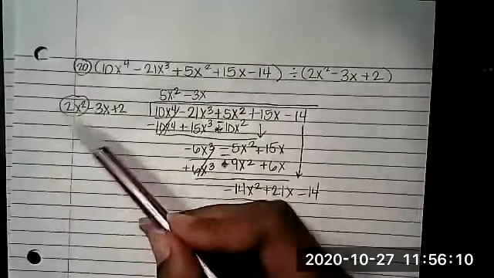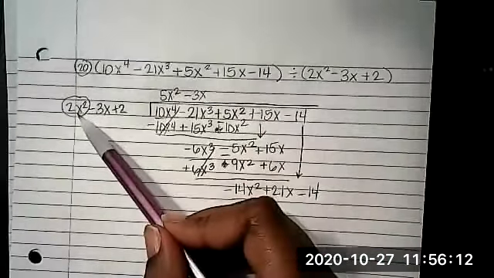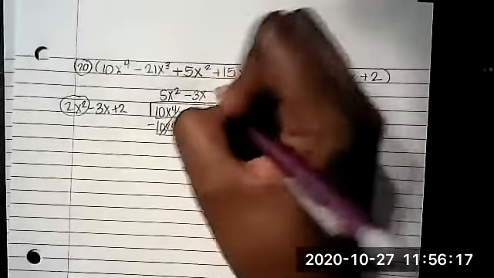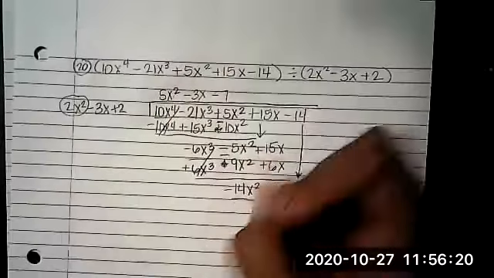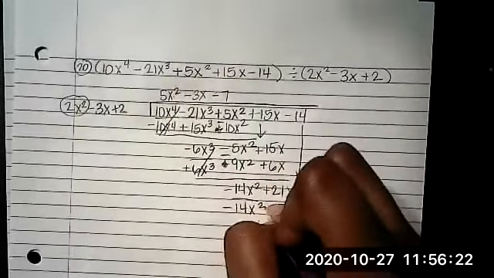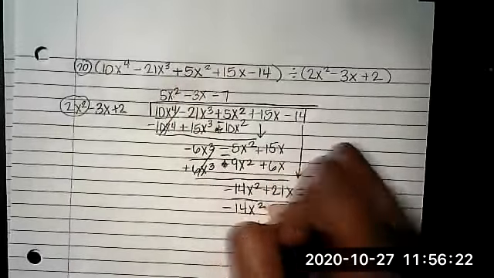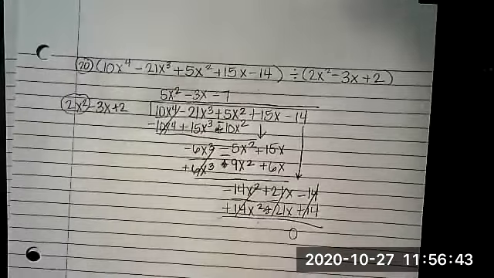So now, what do you have to multiply by 2x squared to give you negative 14x squared? Looks like negative 7. Negative 7 times 2x squared is negative 14x squared. Negative 7 times negative 3x is positive 21x. And negative 7 times positive 2 is negative 14. Change the sign here, here, and here. Your problem looks like it's going to cancel out everywhere. So 0 is the remainder.